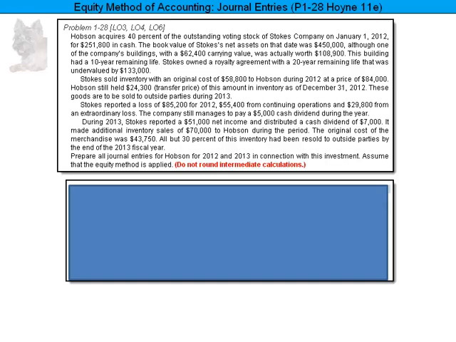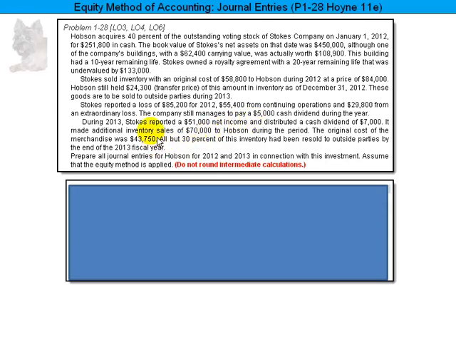Now, Stokes sold inventory with original cost of $58,800 to Hobson during 2012 at a price of $84,000. Okay? Hobson still held $24,300, the transfer price of this amount in inventory, and these goods will be sold to outside parties in 2013. Now, Stokes reported a loss of $85,200 for 2012. $55,400 came from continuing operations, $29,800 from an extraordinary loss. The company still manages to pay a $5,000 cash dividend during the year.